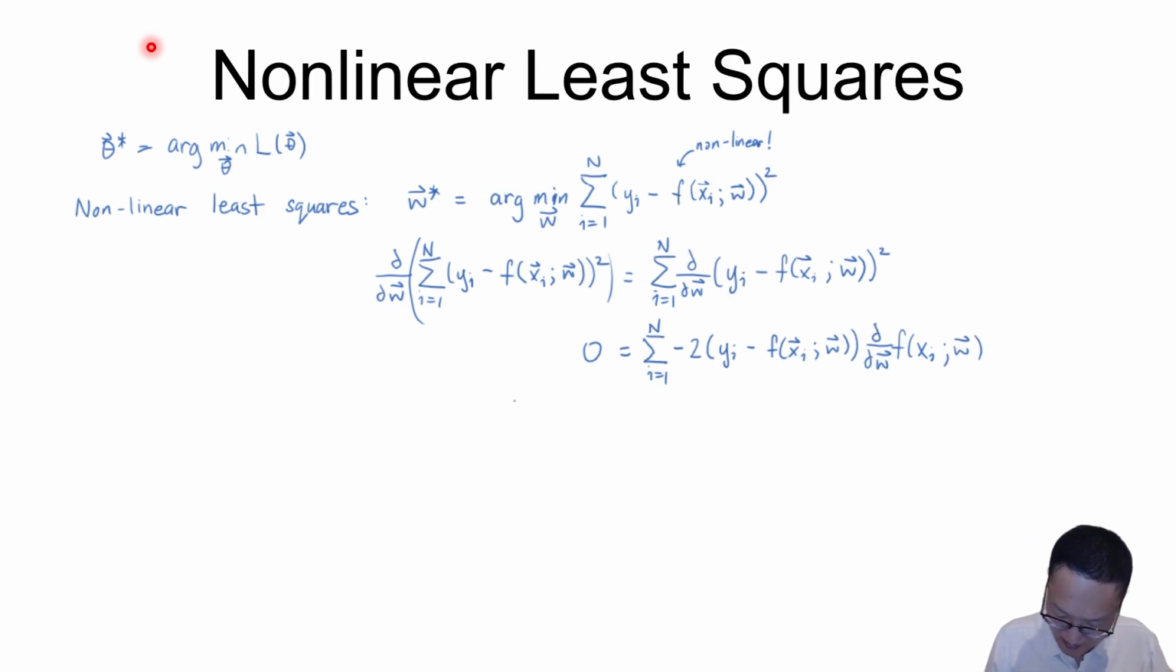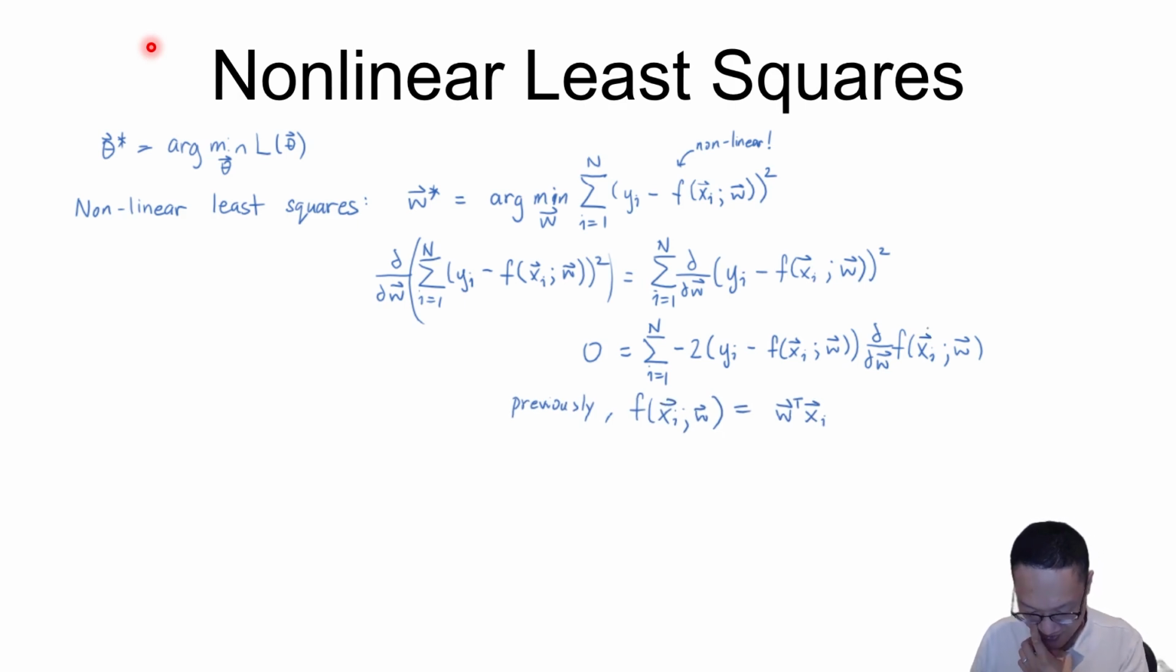Just to recap a little bit, previously f of x_i, w was just equal to w transpose x_i. So previously, with the f that is linear in w, we could actually evaluate this gradient here. We took some steps to simplify, and then we eventually obtained w to involve the pseudo-inverse of the data matrix. But here, because f could be arbitrary, in general nonlinear, we can't really solve this in closed form. So up to this step we're good, but we cannot move further.